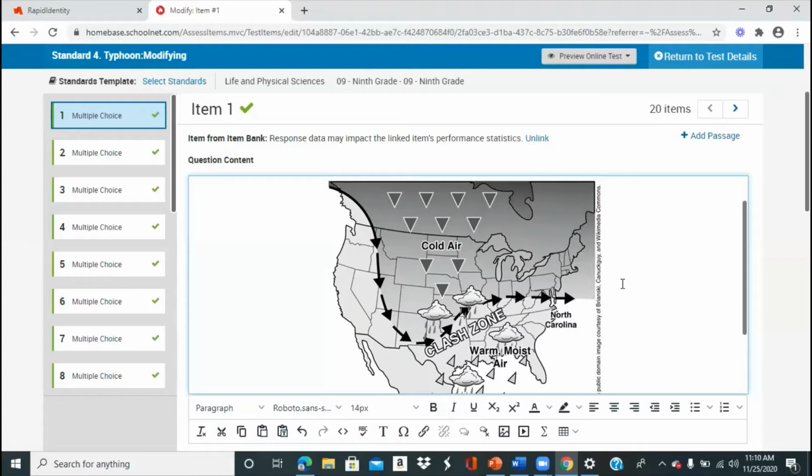To begin the session, we'll be looking at the following items on typhoon, and the standard that we have to test here is related to typhoon formations, weather map reading, and forecasting. So we'll begin with item number one.